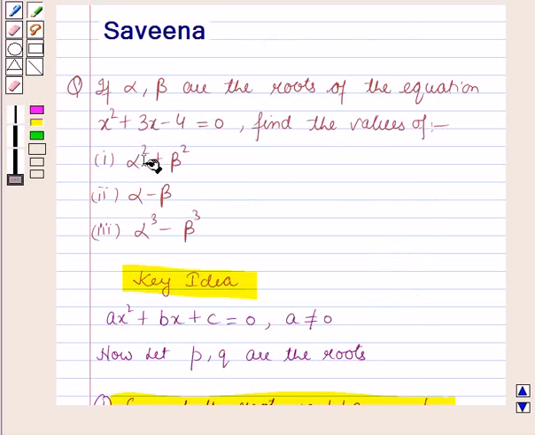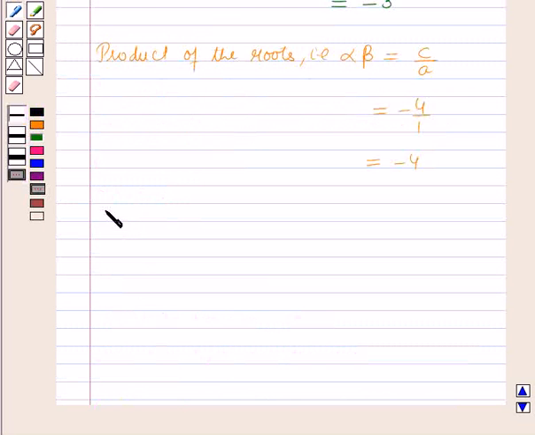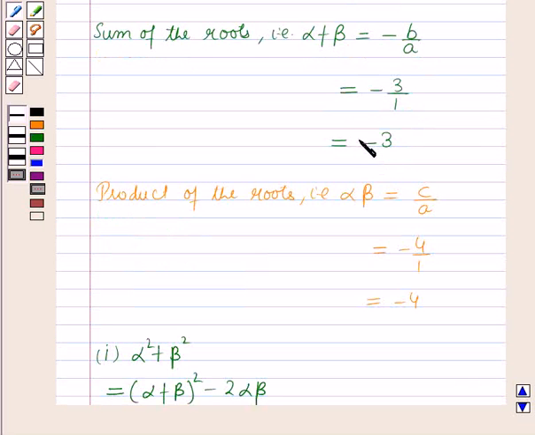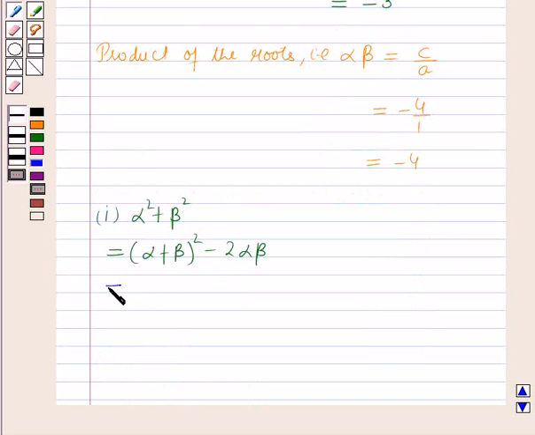Now, in the first part, we have to find the value of alpha square plus beta square. By using the formula, alpha square plus beta square is equal to alpha plus beta whole square minus 2 alpha beta. Now alpha plus beta is minus 3 and alpha beta is minus 4. Putting these values here, this will be equal to minus 3 whole square minus 2 into minus 4. Minus 3 whole square is 9, minus into minus will be plus, 2 into 4 is 8, which is further equal to 9 plus 8, which is 17.